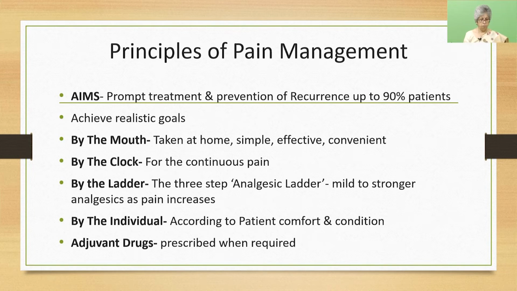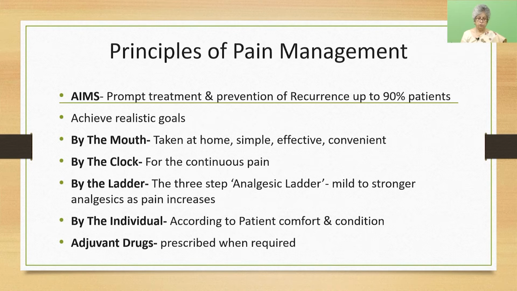Fourth is by the individual. You have to individualize the treatment. As I said in my earlier talk, one patient may require only 5 milligram of a drug. For the same pain, another patient may require 15 to 20 milligram. Because the pain differs from patient to patient, psychology differs from patient to patient, and social culture, background, upbringing, education, so many factors decide the pain intensity, and that is why you have to individualize the treatment.